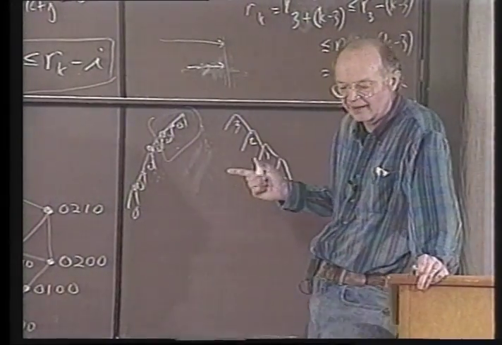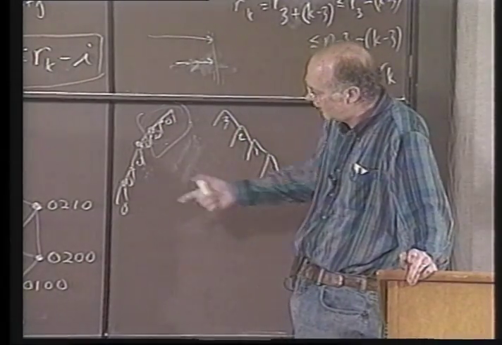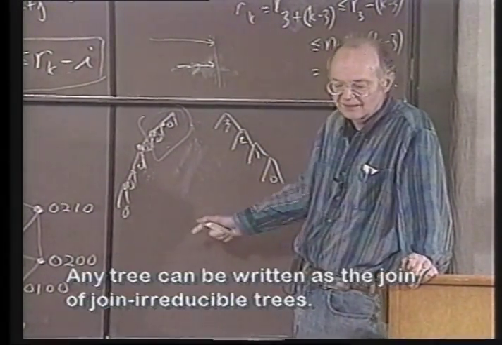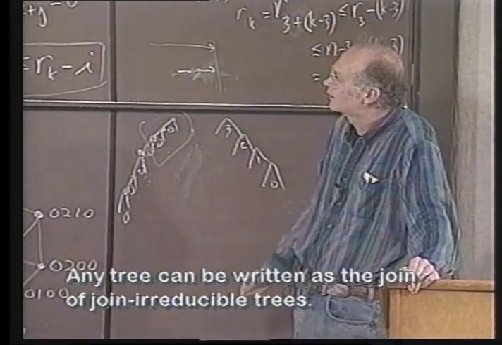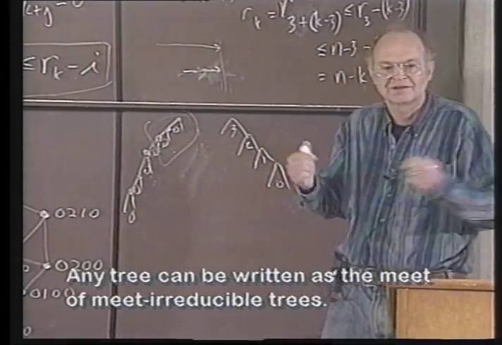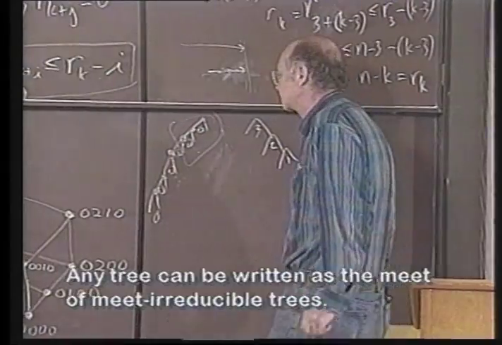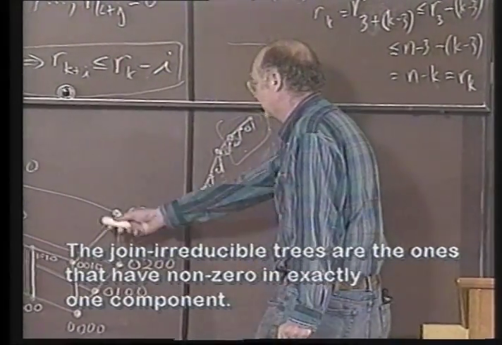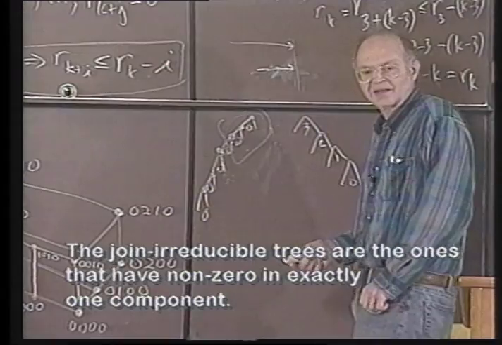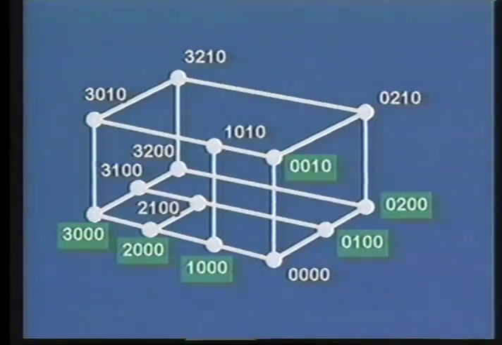That is, there's a kind of factorization theorem in a lattice that says that, in the case of trees, any tree can be written as the join of join irreducible trees, and any tree can be written as the meet of meet irreducible trees. So what are the join irreducible trees? The join irreducible trees are the ones that have non-zero in exactly one component. So here's a join irreducible tree. These are the join irreducible trees.